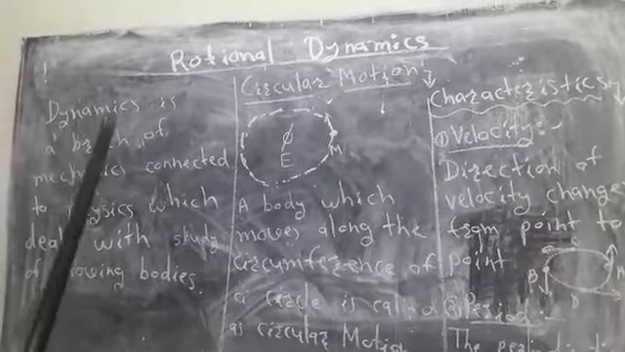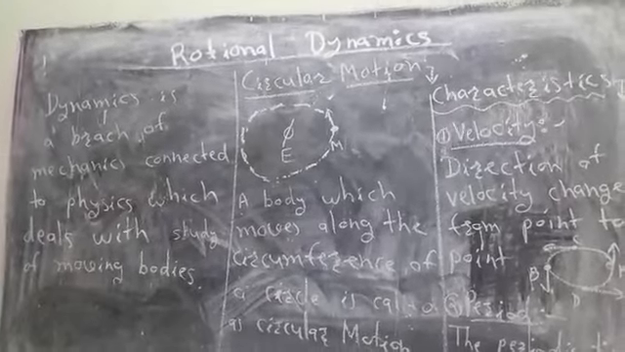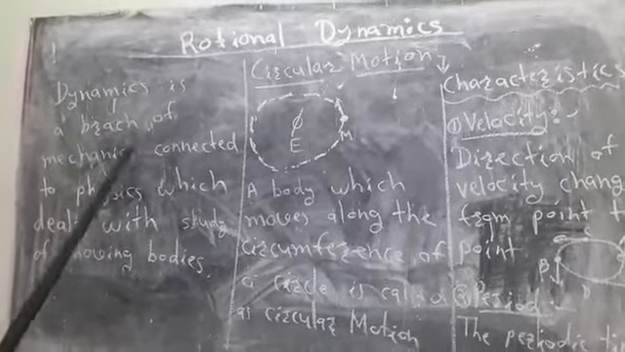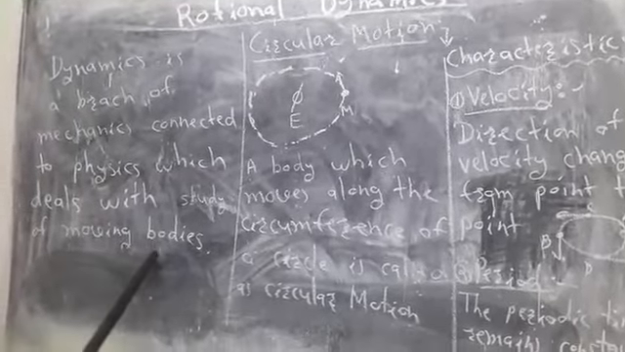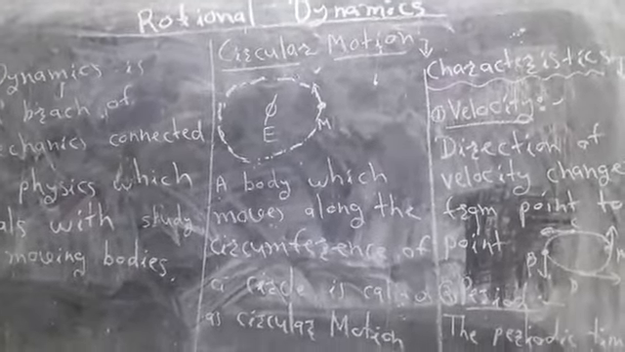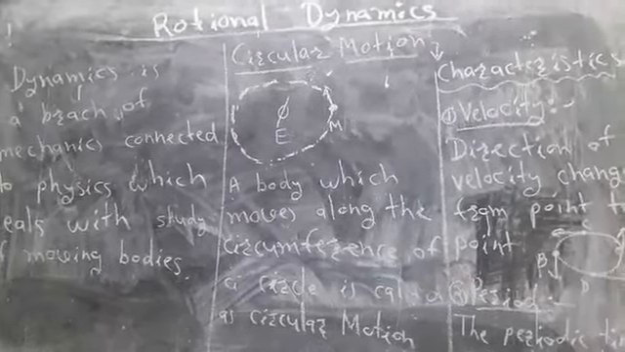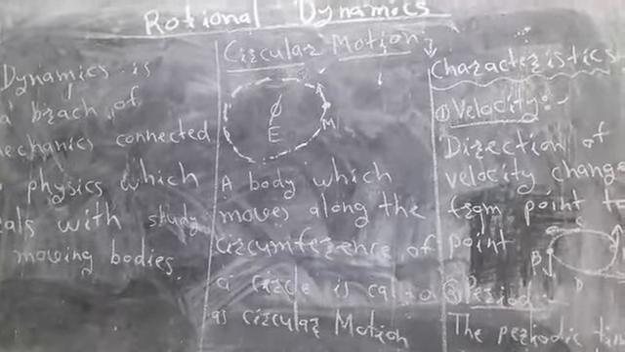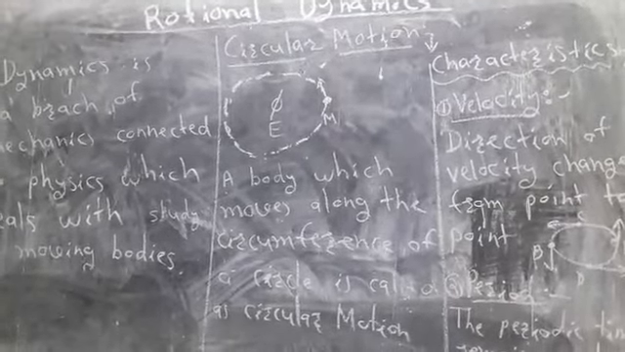First chapter is namely rotational dynamics. Let us see the meaning of the word dynamics. Dynamics is a branch of mechanics which is connected to physics and which deals with the study of moving bodies. So in this chapter we'll study the dynamics, characteristics of rotational dynamics. We'll see applications of these dynamics. We'll see the reason or cause behind its dynamics.